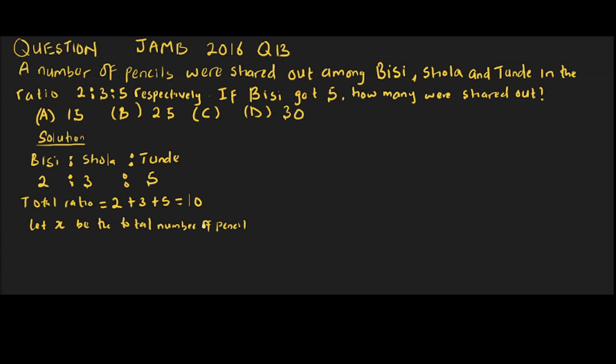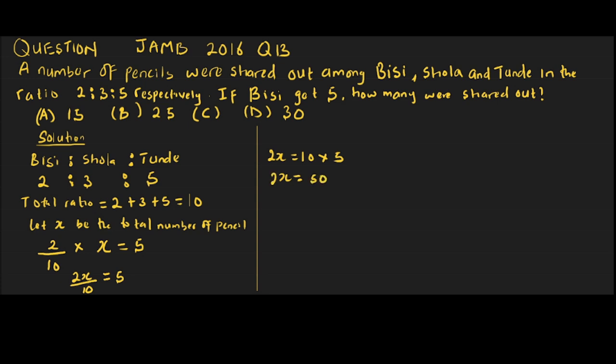So now that means if X is the total number of pencils and BC got 5, it is going to be BC's ratio, 2, over the total ratio, which is 10, multiplied by the total number of pencils, which is X, equals 5. Here we now have 2x over 10 is equal to 5. Here we have 2x is equal to 10 times 5, which is 50.